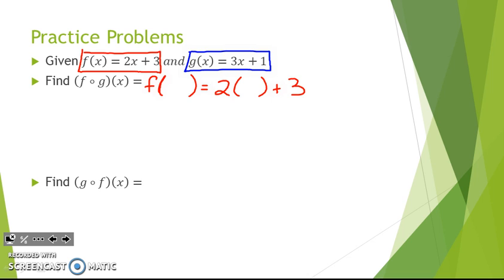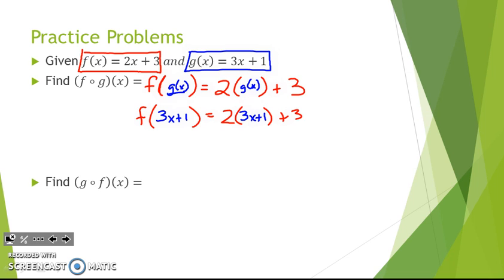Now, we talked about that our f open circle g of x means f of g of x. So I have my g of x plugged into my parentheses there. If I have g of x here, that means I have g of x here. Well, what is g of x? Well, if we look up top here, g of x is 3x plus 1. So I'm just replacing my g of x with a 3x plus 1. So I'm going to have a 3x plus 1 in here as well.